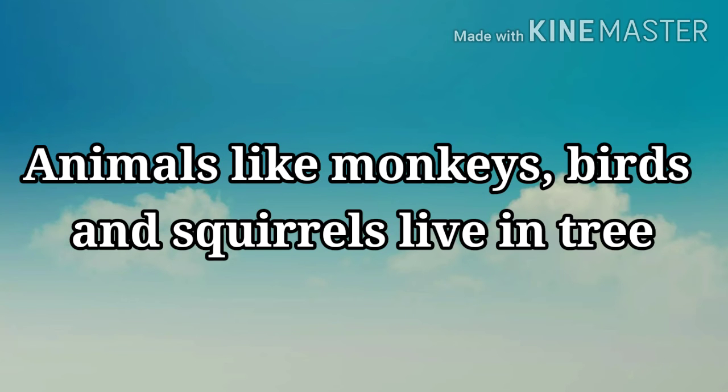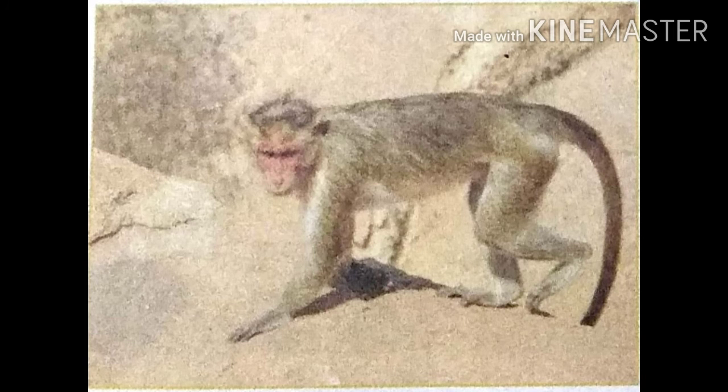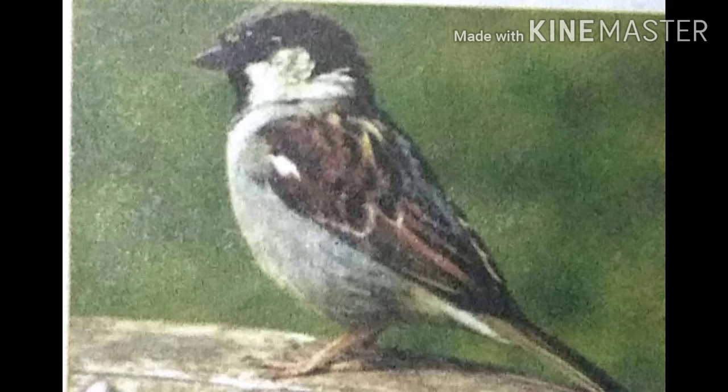Next type is the tree animals. Animals like monkeys, birds and squirrels live in a tree. Okay, monkeys, birds and squirrels live on a tree or in a tree. Let's see the pictures first. The picture is a monkey, then a sparrow, and the next one is a squirrel.